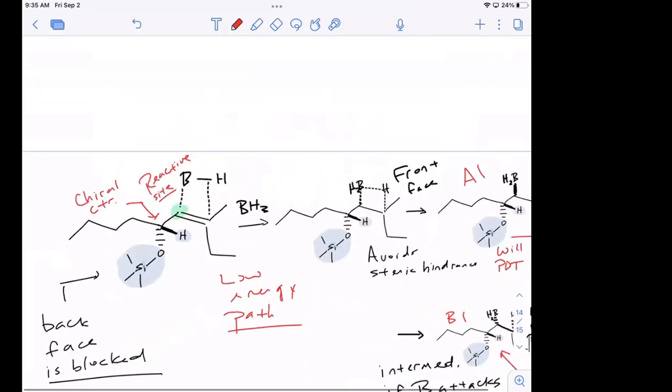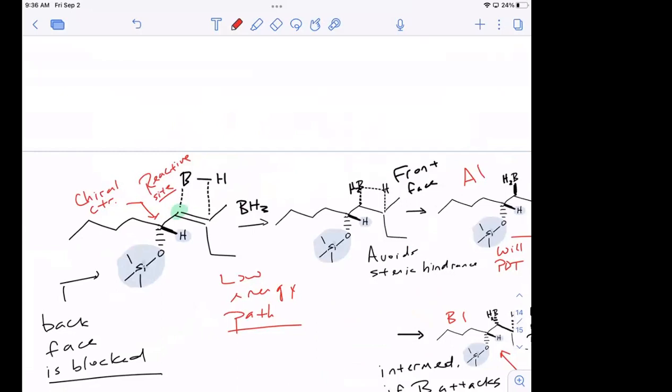That matters. The closer the chiral center is to where the reaction is happening, the more it's going to influence the outcome of the reaction. The further away it is, the less it's going to influence the outcome. By the same token, the larger the substituent is on the chiral center, the more influence it'll have over the reaction. I'll write all that down before we stop.